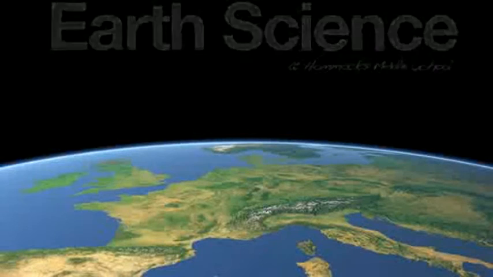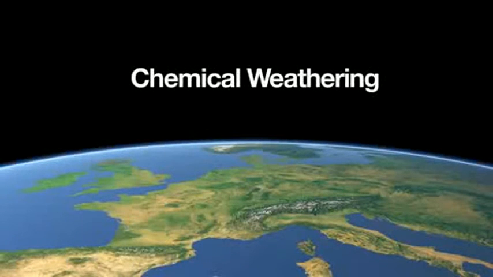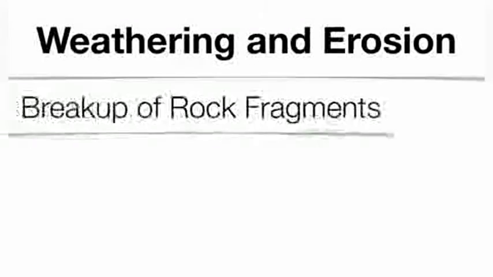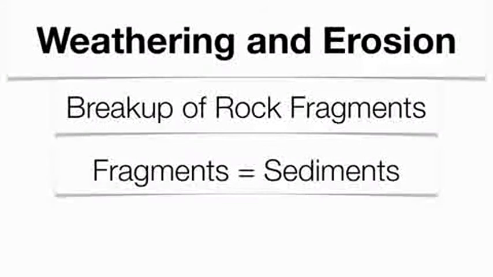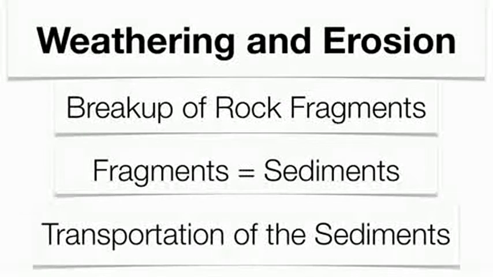Today we're going to talk a little bit about chemical weathering. Now in order to understand weathering, you have to have an idea about the difference between weathering and erosion. Weathering is the actual breakup of rock into smaller pieces called fragments or sediments. Sometimes there can also be a chemical change to the composition of the rock. Now sometimes those sediments get transported to a location. That's what we call erosion. And that can be done by wind, water, gravity, or glaciers.